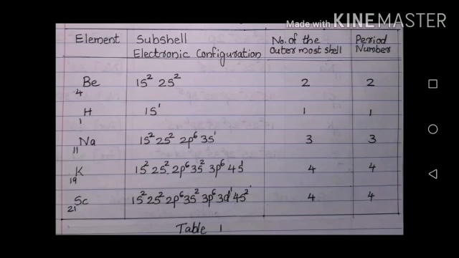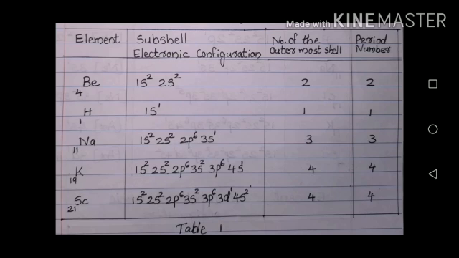First write the subshell electronic configuration. Then find the shell number of the outermost shell. This is the period number. Example, for finding the period number of beryllium, first write its subshell electronic configuration. That is 1s2, 2s2. The shell number of outermost subshell is 2. Therefore, the period is 2.